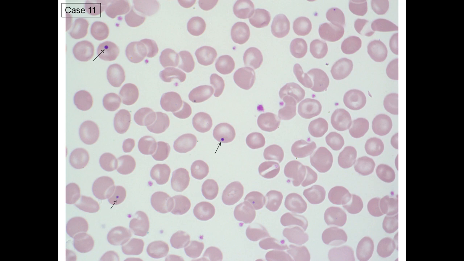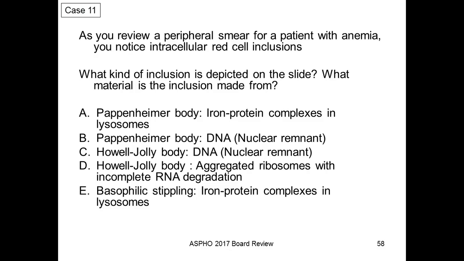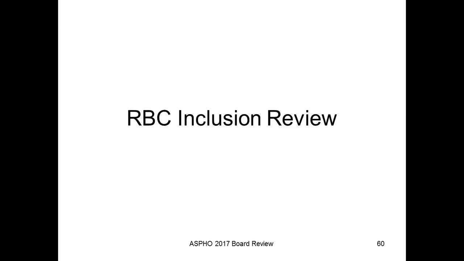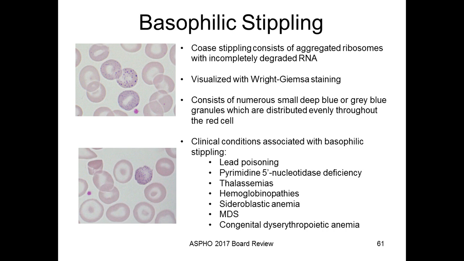So most people would recognize these as Howell-Jolly bodies pretty easily. And Howell-Jolly bodies consist of nuclear remnants, and so the material they're made of is DNA. So they are nuclear fragments left behind in the cytoplasm after extrusion of the nucleus. So we need to review the common RBC inclusions that are potentially going to show up on the board exams.